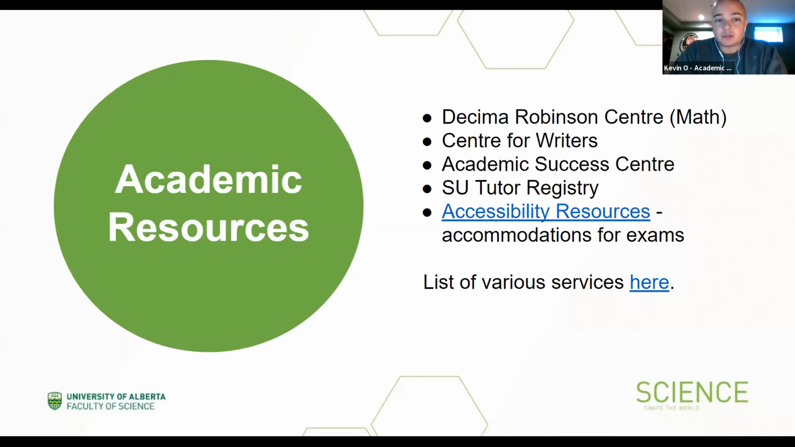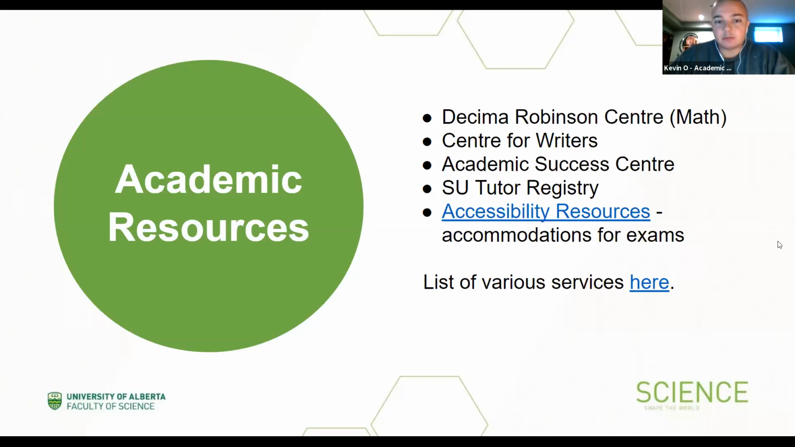The Students' Union has also put together a tutor registry so that you can find available tutors through the U of A, and they are current students that have excelled and shown that they can excel in different courses, and you can find a student or a tutor who excels in Chem 261, for instance, and you can connect with them and they can help you excel in that course.